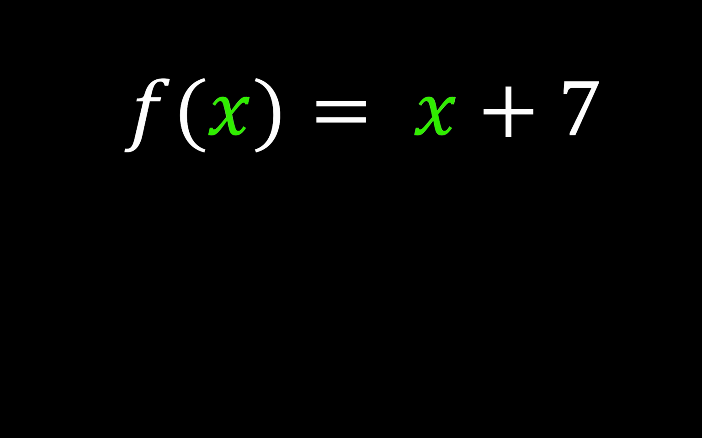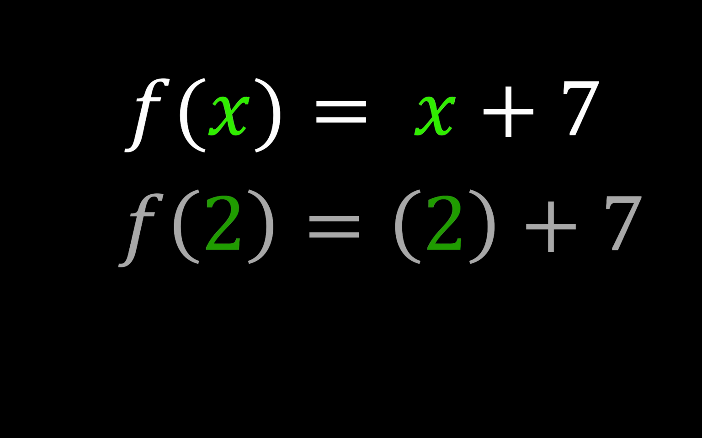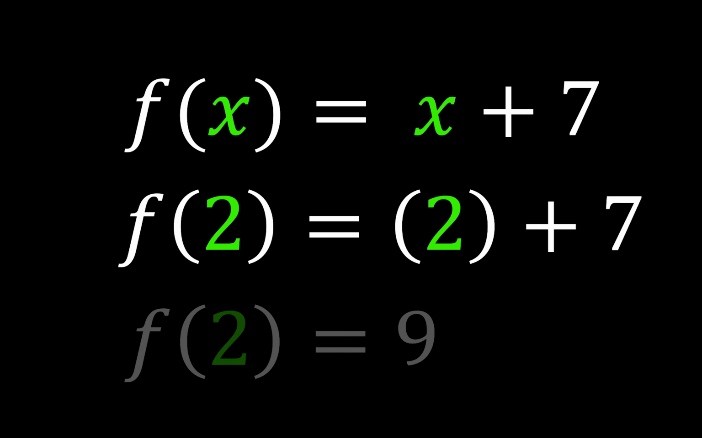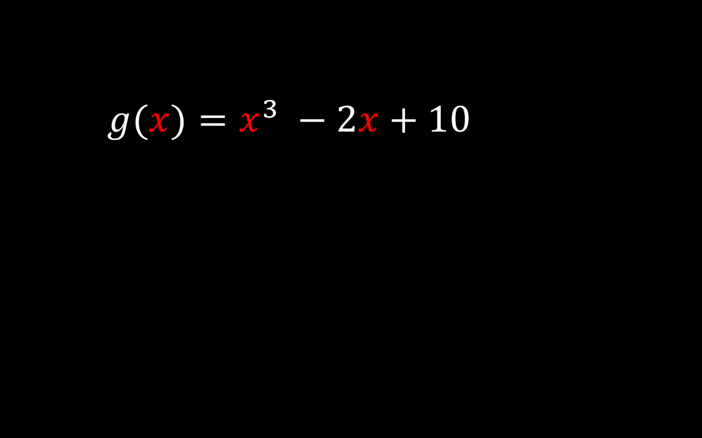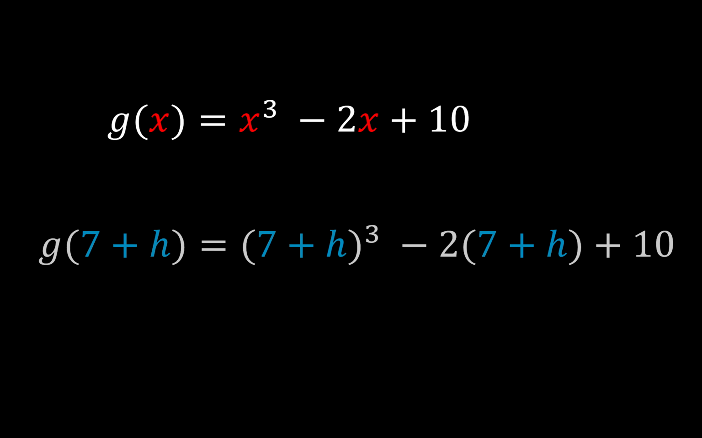If I have a function f of x, and I change its input to 2, then what I have to do is remove all my previous inputs of x's and replace them with 2 to get an output of 9. If I have a function g of x, and I change my input to 7 plus h, then I take all my previous inputs of x out and replace them with my new input.